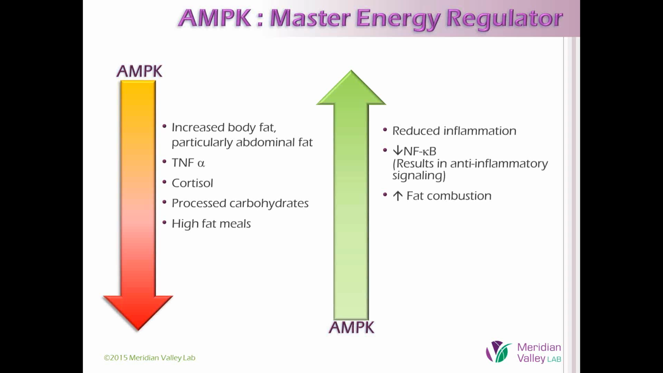And let's take a look at what happens when we increase AMPK. We actually have some very direct benefits in terms of reducing inflammation, and one of the ways that happens is we decrease NF-kappa B. You might be familiar with this. This is one of the major pro-inflammatory pathways in the body, and when we decrease this, we have a net anti-inflammatory signaling in the body.